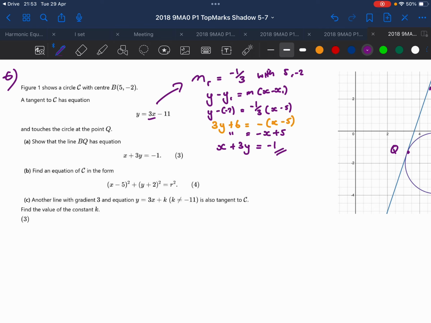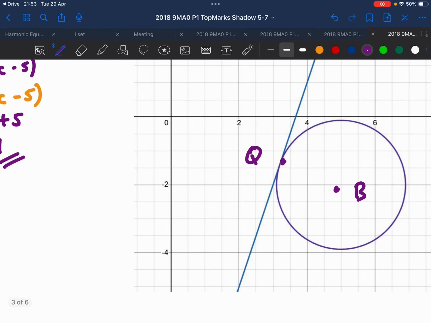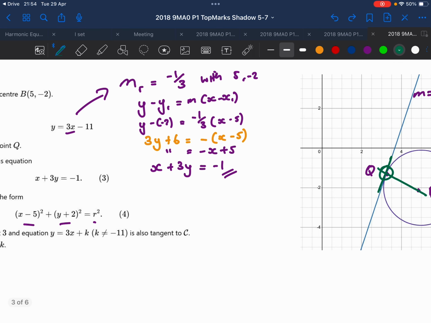Next, find an equation of the circle in this format. So that's the coordinate at the center that we already knew about. What we really need to do then is find the radius. What's the best way to do this? Seeing as we already have this line, why don't we talk about these lines crossing each other, solving them simultaneously, and then a bit of Pythagoras to find that one. That might be the best way to do it.